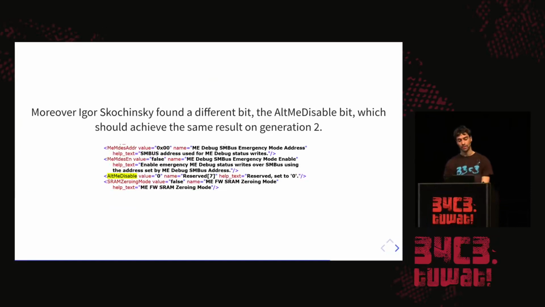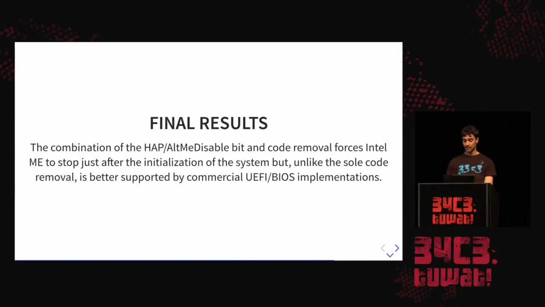Igor Skochinsky, moreover, found a different bit, the Alt-ME disable bit, which should achieve the same result, but on generation 2. So we have 2 different bits, one on generation 2 and one on generation 3, that are able to soft disable our IntelliMe without trying to modify the code. So the final result is that a combination of the HAP bit and the Alt-ME disable bit, plus the code removal, is able to completely turn off IntelliMe just after the hardware initialization. Moreover, these 2 bits force IntelliMe to turn off and report a sane status to the system. So it seems that it is better supported by commercial BIOS implementations.